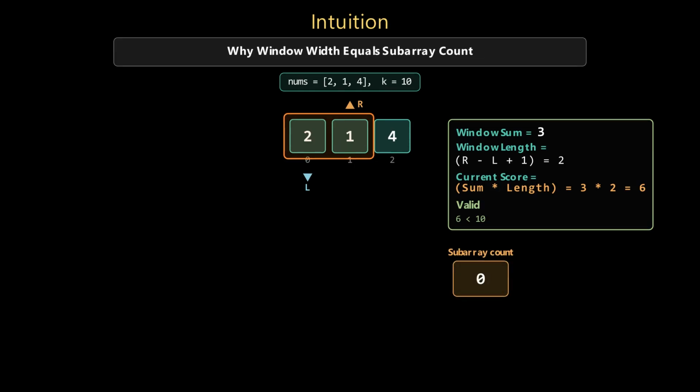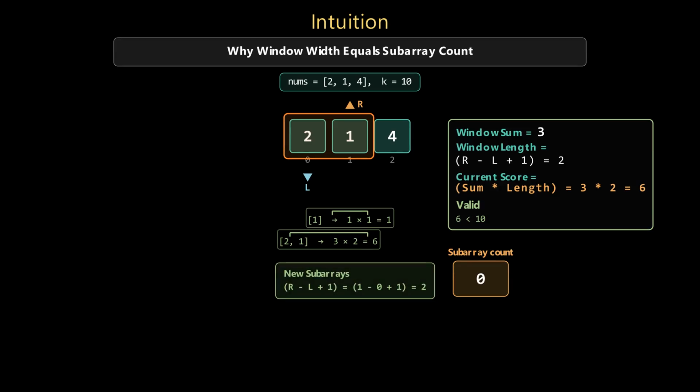Here is a crucial trick for counting combinations. Every time our right pointer moves to a new slot and the window is valid, it introduces a whole family of valid subarrays ending right there. Because our entire window has a score less than 10, any smaller subsection inside it sharing that right edge is mathematically guaranteed to have a smaller sum and a smaller length, meaning its score will also easily be less than 10. The number of these valid subarrays is exactly equal to the window's current width, right minus left plus 1. We add 2 to our total count.